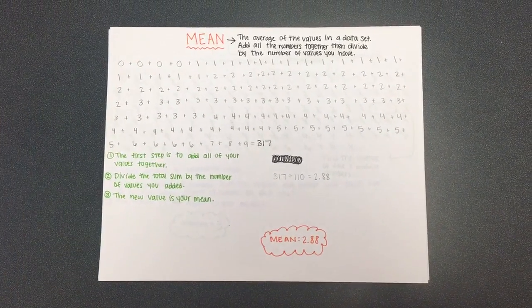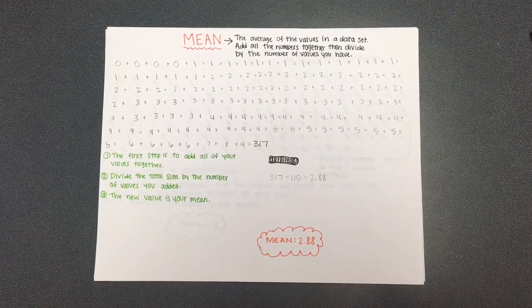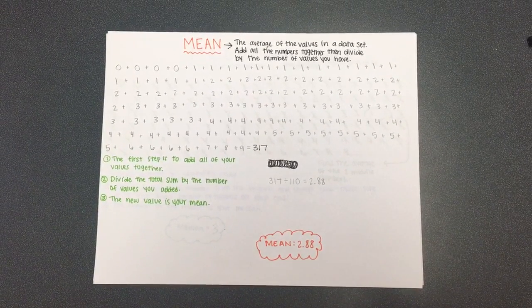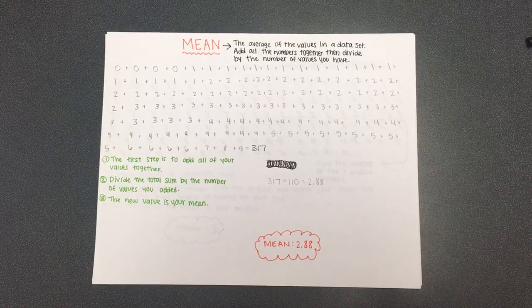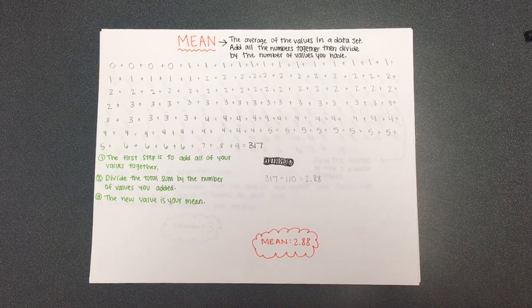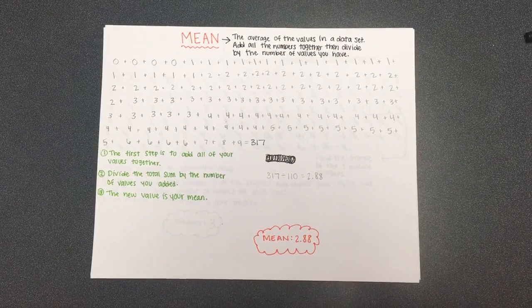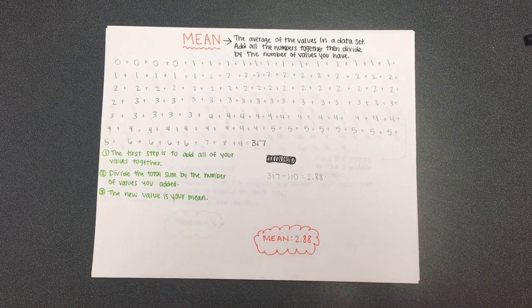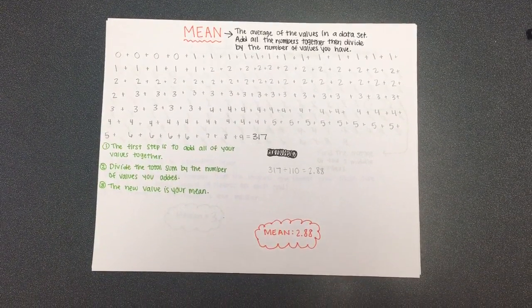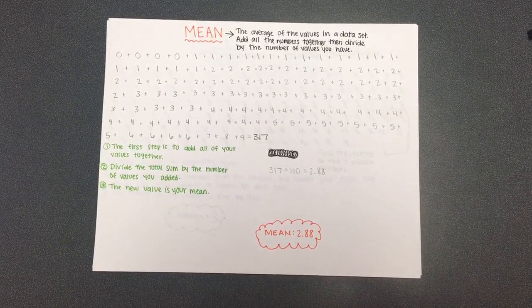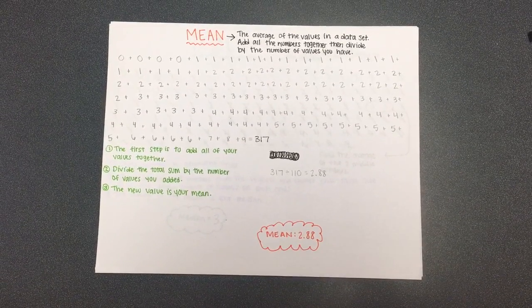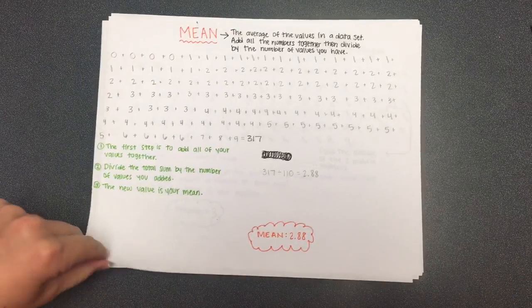Our first measure of central tendency is our mean, which is the average of all of the values in a data set. You begin by adding up all of the values in your data set, and then you take that total sum and divide by the number of values that you added. Since we added 110 values together, we divided 317 by 110, and we got 2.88, which is our mean.